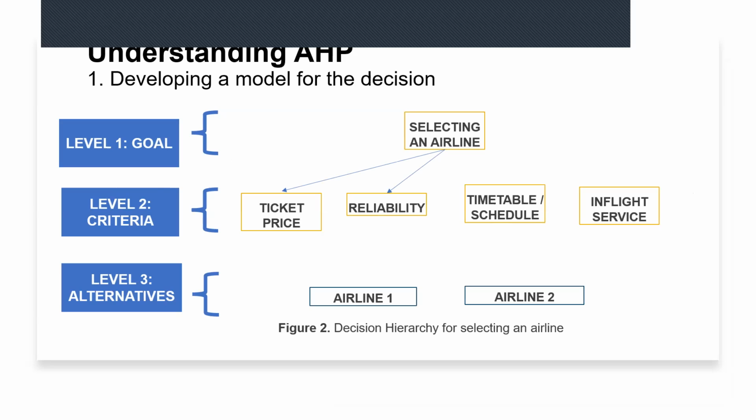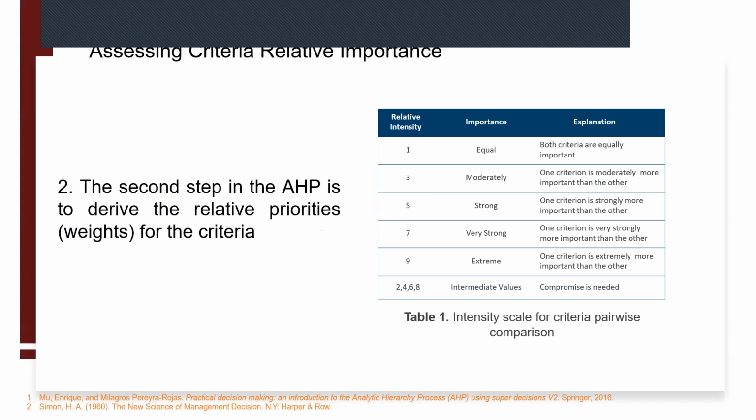Okay, so we have to connect. So when we select an airline, we have to consider the 4 criteria, and then for each criterion, we have to apply them to the alternatives that we have. Second step in the AHP is to derive the relative priorities. So we have here the intensity scale of criteria pairwise comparison developed by Saaty. So one being equal, and I think you understand this, so I don't want to discuss this anymore. I'll explain it later as we apply it in the analysis.